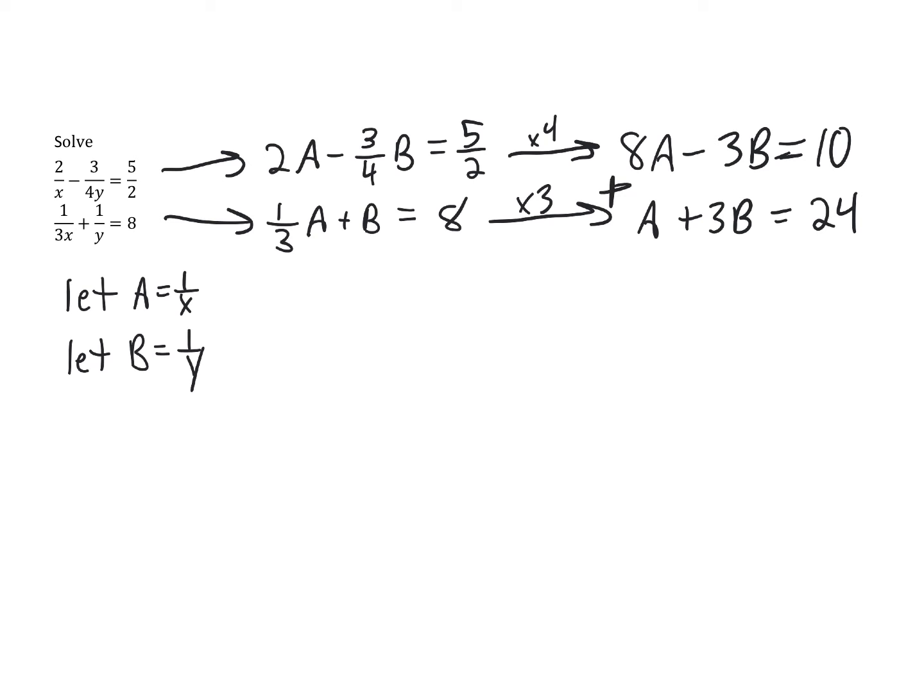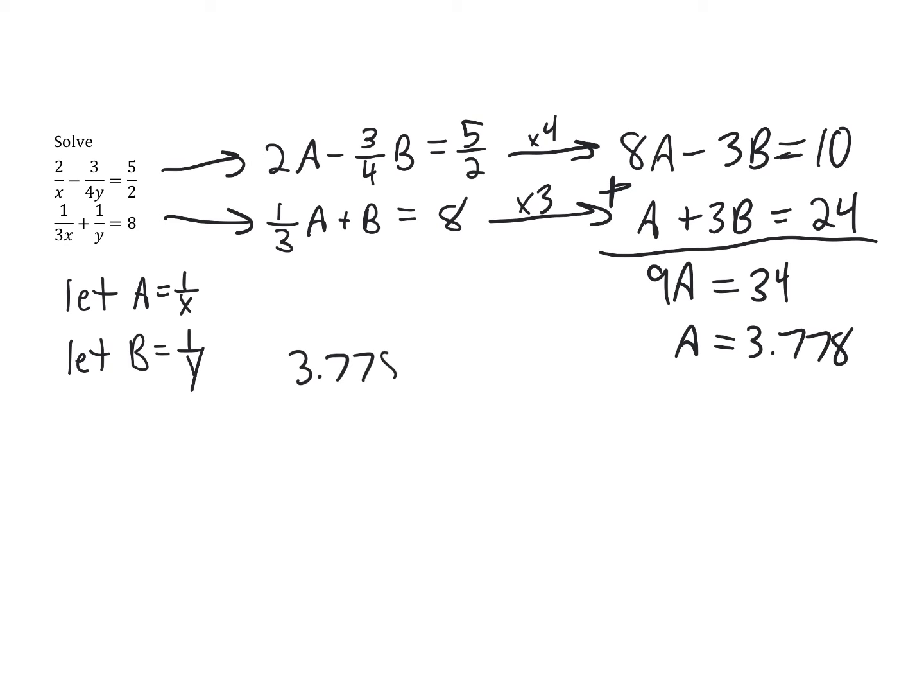We're going to add the equations again. This will eliminate the b's, giving us, and dividing, gives us an a of 3.778. Now we can use that a to get b. Let's use the second equation here. Get 3.778 plus 3b equals 24. Isolating b will give 6.741, but we're not done there.